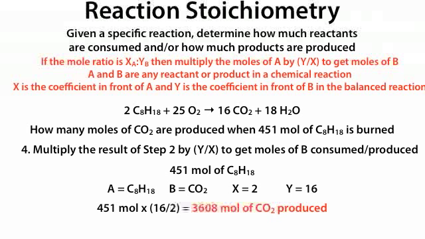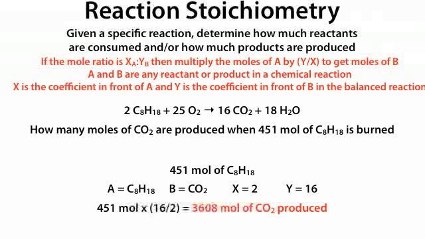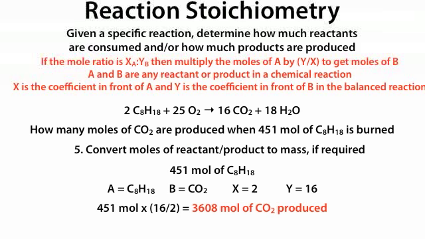451 moles times 16 divided by 2 is 3,608 moles of CO2 produced. CO2 is produced because it's a product. Step 5, convert moles of reactant to product to mass if required. In this case, we're asked for moles of CO2. We have moles of CO2, so we don't need to convert anything to mass.